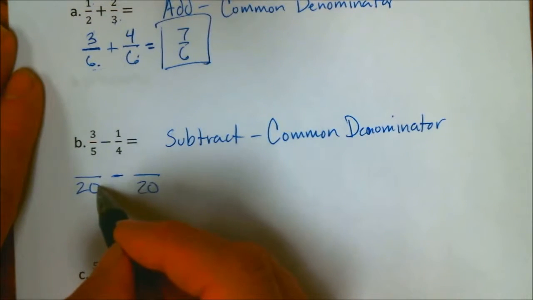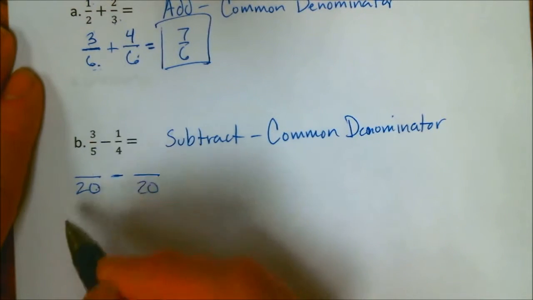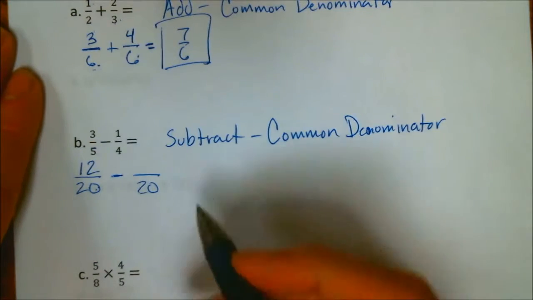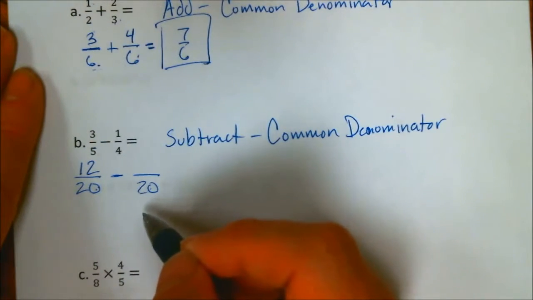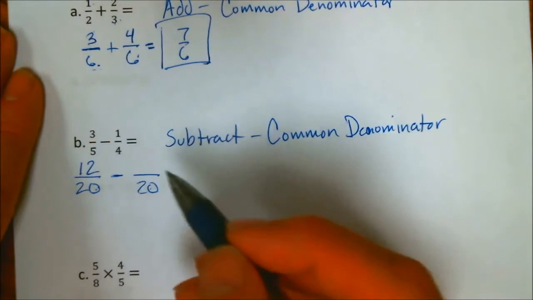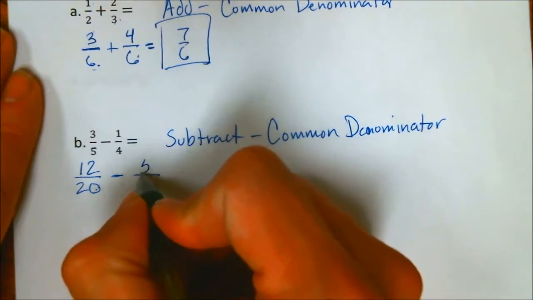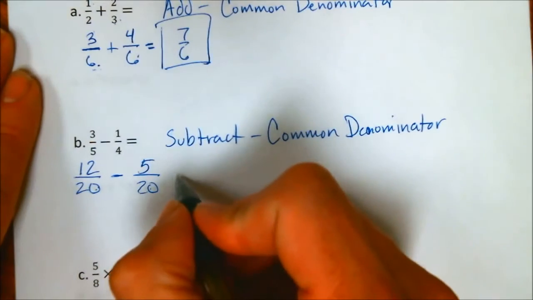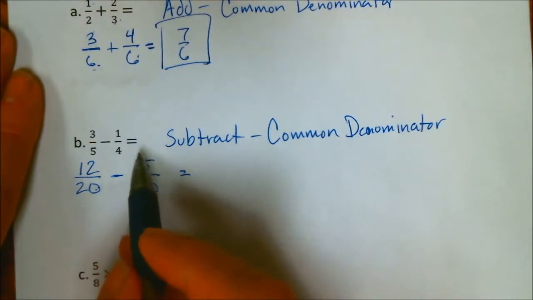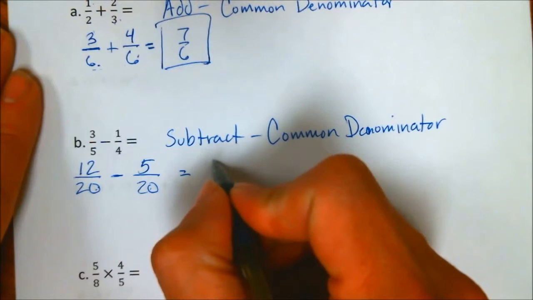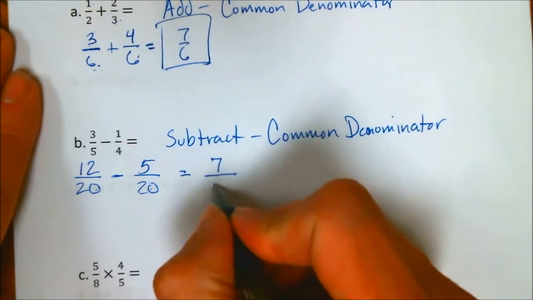I have to figure that out. To get from 5 to 20, I multiply by 4. So I have to multiply the top by 4 as well. So 3 times 4 is 12. To get from 4 to 20, I had to multiply by 5. So I have to multiply the top by 5 as well. And 1 times 5 is 5. Now that I have a common denominator, I can just subtract the numerators. And 12 minus 5 is 7 over 20.